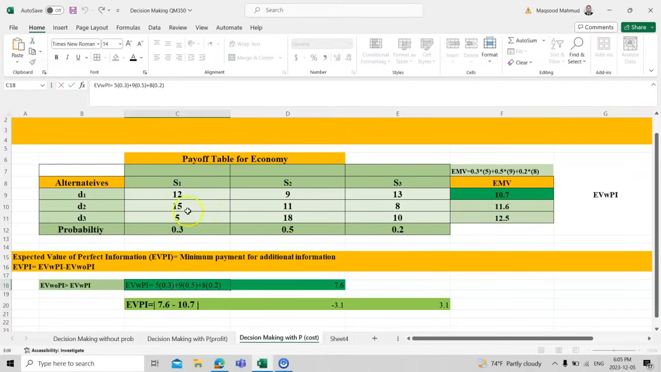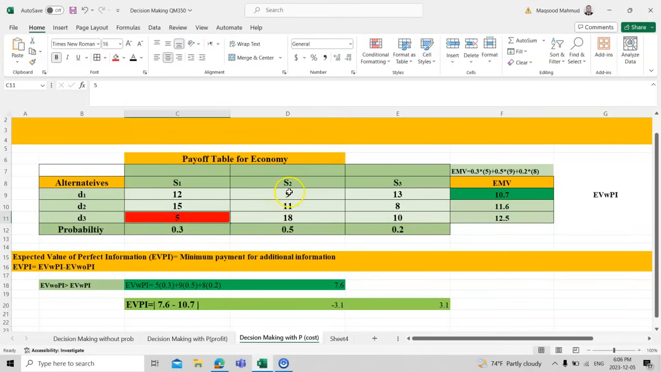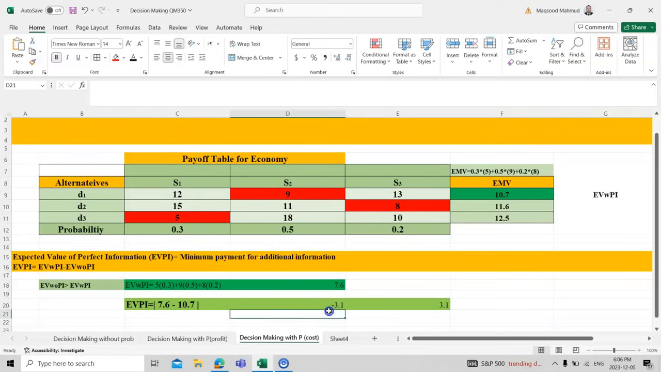With perfect information means I need to choose the lowest one. The lowest one is 5 here, so I make it like this because it's the lowest one. Here it is 9, I need to pick this one in S2, and the lowest one here is 8, so I need to pick this one, right? So I have three options. I drag the values here, 5, 9 and 8, and multiply with the respective probabilities. When I multiply, I get 7.6, right? So I put in this equation 7.6 minus 10.7, so this is my 10.7 without perfect information. With and without perfect information, I got minus 3.1.